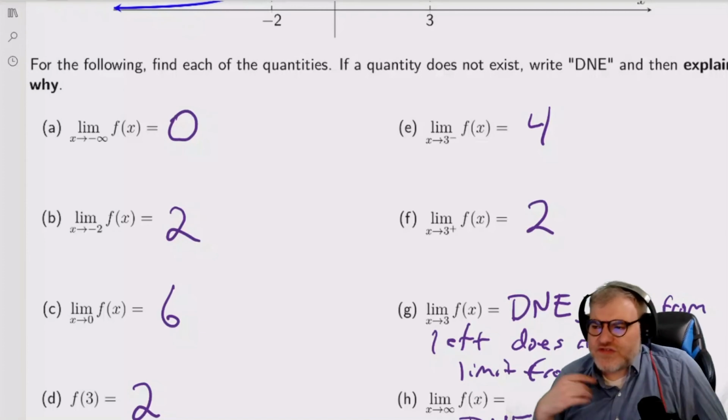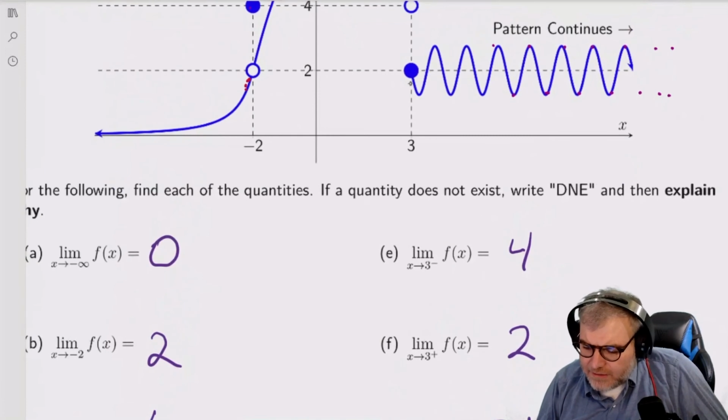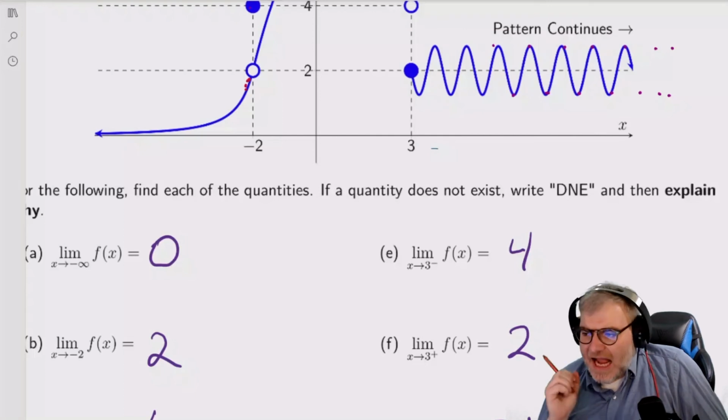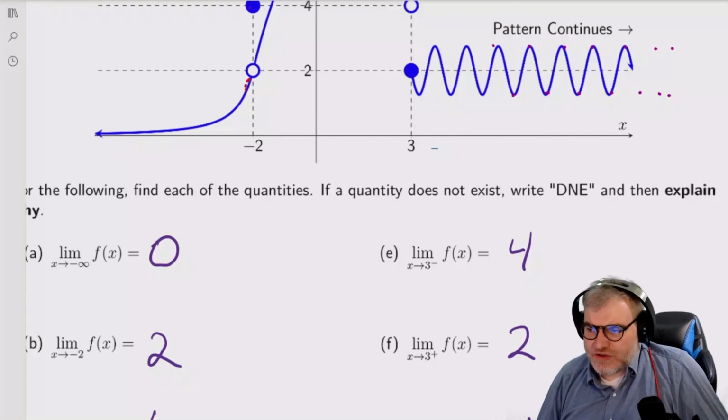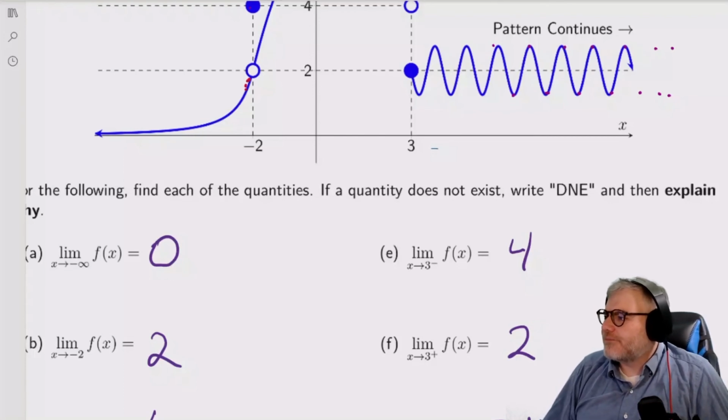And note that y actually settles at 2 as I approach 3 from the right. I can't have things at finite numbers that don't settle. So let's look at one of those.